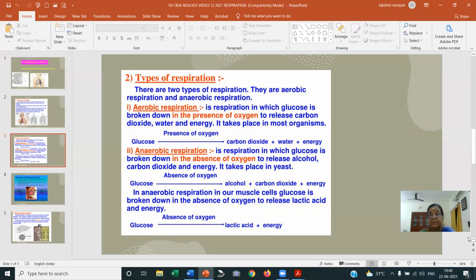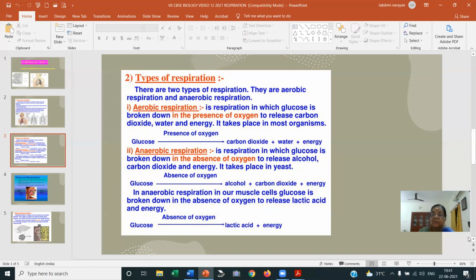In anaerobic respiration in our muscle cells, glucose is broken down in the absence of oxygen to release lactic acid and energy. When there is an insufficient supply of oxygen, there is accumulation of lactic acid. As in the previous video, that results in muscle cramp, especially for athletes and those who are doing heavy exercise. That is muscle cramp. I hope you follow. So glucose in the absence of oxygen gives lactic acid plus energy. I hope you understand.